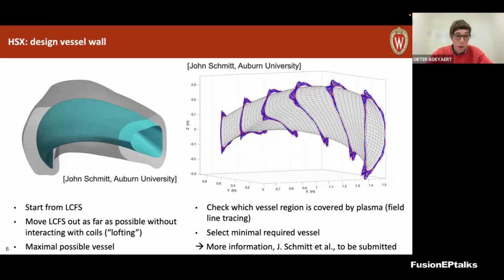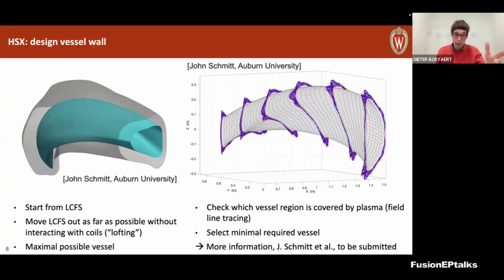On that topic, mainly John Schmidt was working. And for that, we start here from the last closed flux surface. At each location, we take this last closed flux surface and try what we call lofting, so putting it a little bit more outside, to see how far we can go without having an intersection with the coil structures around. That we check for a lot of different toroidal angles, and then we connect all these cross sections at the different toroidal angles, the surfaces that we have there for the maximum vessel, with each other. Then we have to do a final check: is this final structure still fitting inside our coils?